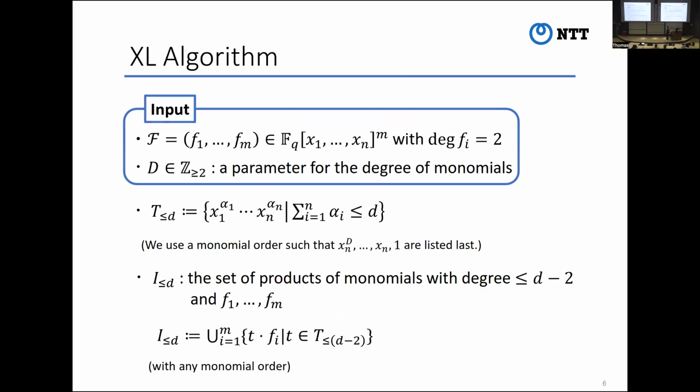In the XL algorithm, we take a parameter D for the degree of monomials as input. Then T_D denotes the set of monomials with degree lower than or equal to D. And I_D denotes the set of products of monomials with degree lower than or equal to D minus 2 and the given quadratic polynomials f1 to fm.